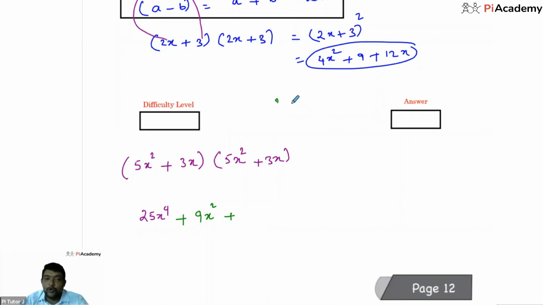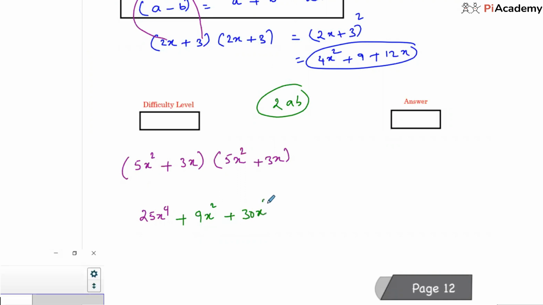You see, you have 2ab, right? The last term would be 2ab. So it is 2 times 5x squared times 3x. So it is 2 times 5x squared is 10x squared, times 3x is 30x cubed, right? Is it correct? Guys, is Jonathan correct? Yes. Ria, is he correct? I'm not sure, but yeah.